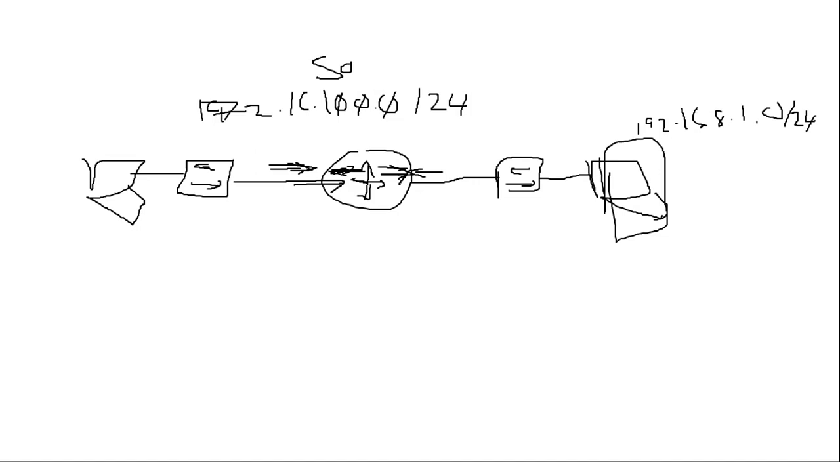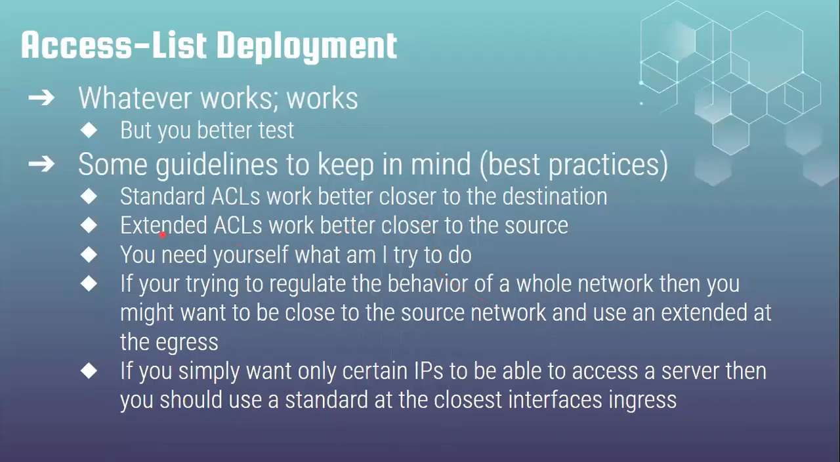As compared to, and again, these are rules of thumb. You can violate those rules. If it works, it works. But extended access lists work better closer to the source, right? Because that's what we're doing. We're trimming down the source, right? It's such a precise tool.